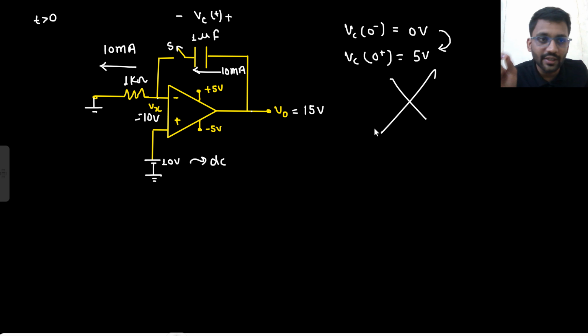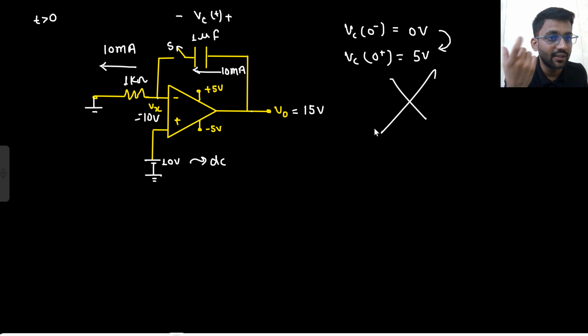So there is constant current flowing through the capacitor, 10 milliampere. And still you are saying that capacitor is changing its voltage instantaneously from 0 to 5 volt. Is that possible? No. So concept of virtual short is not valid here. Output is saturated, still the concept of virtual short is not valid.